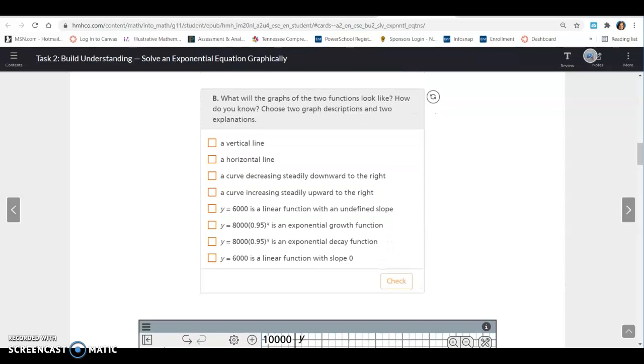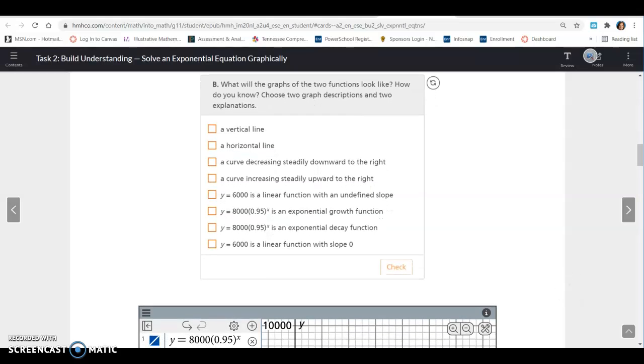All right, so what do the graphs of the two functions look like? So we know that one is going to be a horizontal line, and that's going to be the 6,000, y equals 6,000. And then another one is a curve decreasing steadily down and to the right, not a curve increasing steadily up and to the right. We know it's a decay function, so we know it's going to be going down. 6,000 is a linear function with an undefined slope. Well, if it's a vertical line, it's undefined. Remember, horizontal is a slope of 0, so it's actually going to be this one instead of that one.